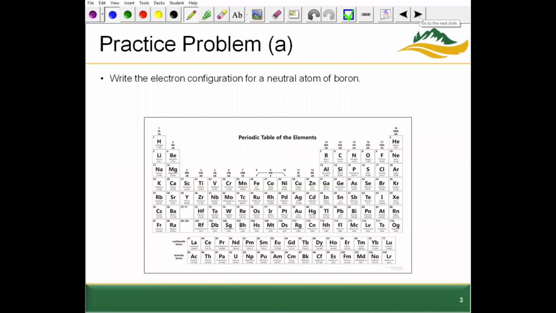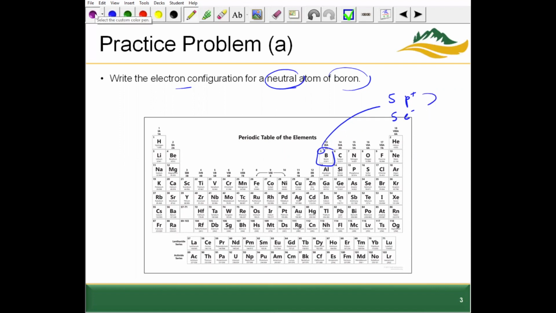So for this practice problem, write the electron configuration for a neutral atom of boron. So for boron, that is found right here, has an atomic number of 5. That means it has 5 protons and also 5 electrons. It's neutral, right? So it has to have an even number of protons and electrons.